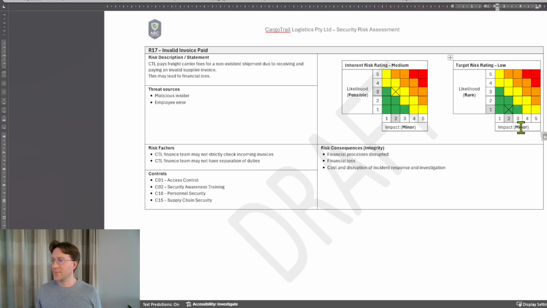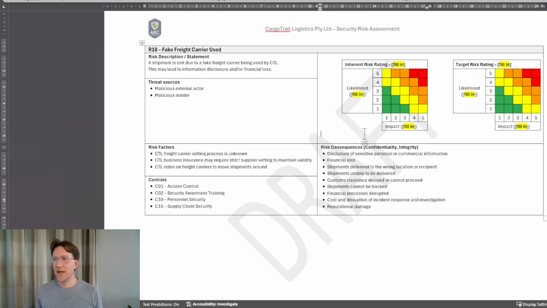For the impact, I haven't changed that since we cannot really change the fact that if an invoice is paid when it shouldn't have been because it was fake or invalid, the only way to change that would be to reduce the value of the invoice so the financial impact isn't as bad. And we cannot control that. It's completely beyond the control of CTL. So we just want to make it as unlikely as possible that this happens at all. And when it does, we just have to accept that it's the same impact.